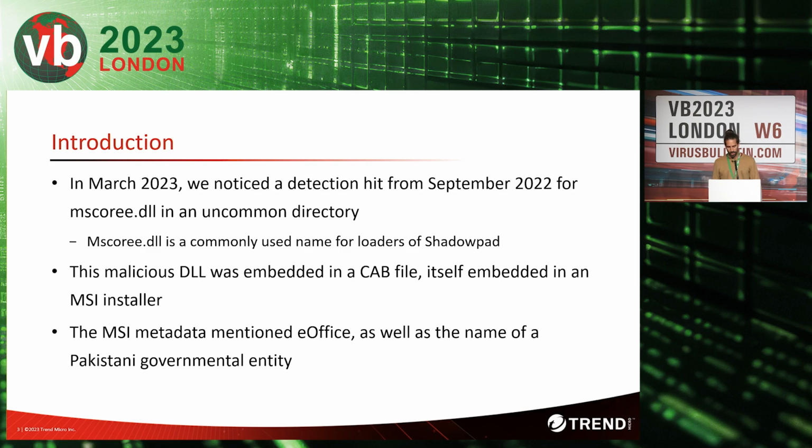Then we noticed that this DLL was embedded in a cab file, and this cab file itself was embedded in an MSI installer. When we looked at the metadata of this MSI installer, we saw two tags. One of them was eOffice, and at the time we had no idea what it was. The other one was a four-letter acronym for a Pakistan governmental entity that we had already come across in the past when investigating Indian threat actors. So this definitely was interesting to us, to see a Shadowpad detection in a Pakistan MSI installer.